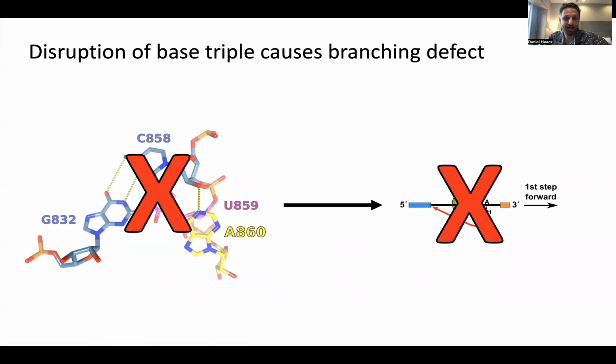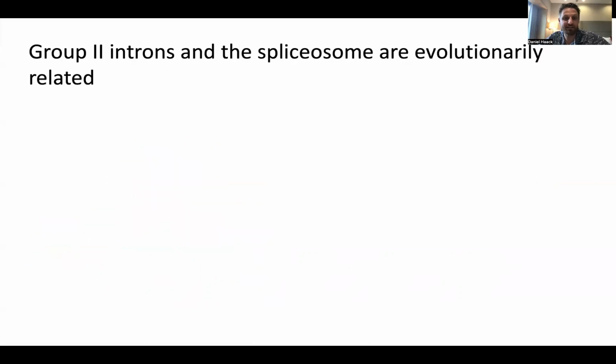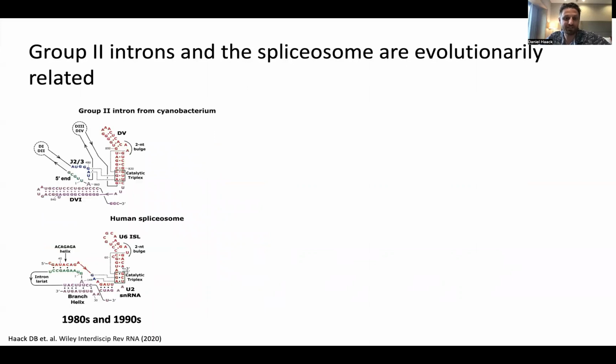One of the most powerful aspects of studying splicing using the group 2 intron system is the fact that group 2 introns are evolutionarily related to the spliceosome. A continuously growing body of evidence supports this hypothesis. Back in the 1980s and early 1990s, it was first identified that both group 2 introns and the spliceosome share a conserved mechanism and secondary structure.